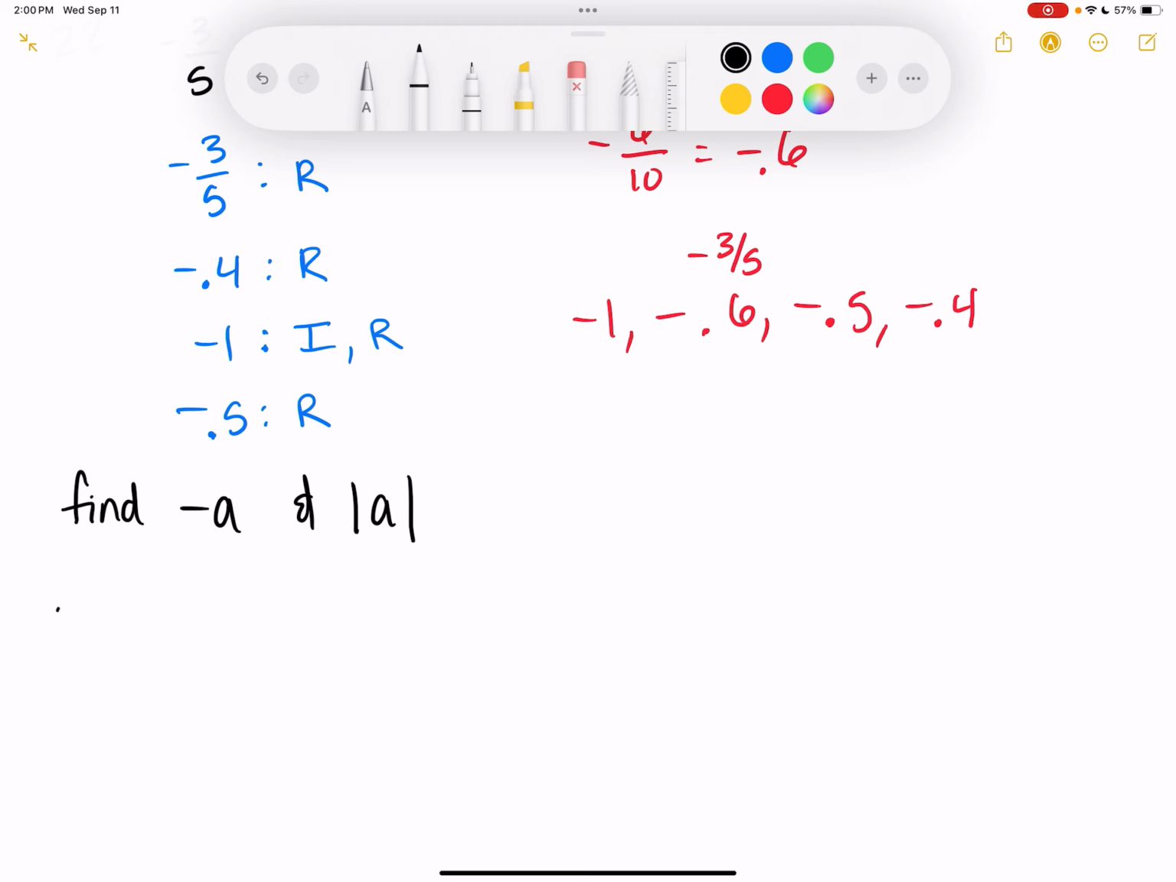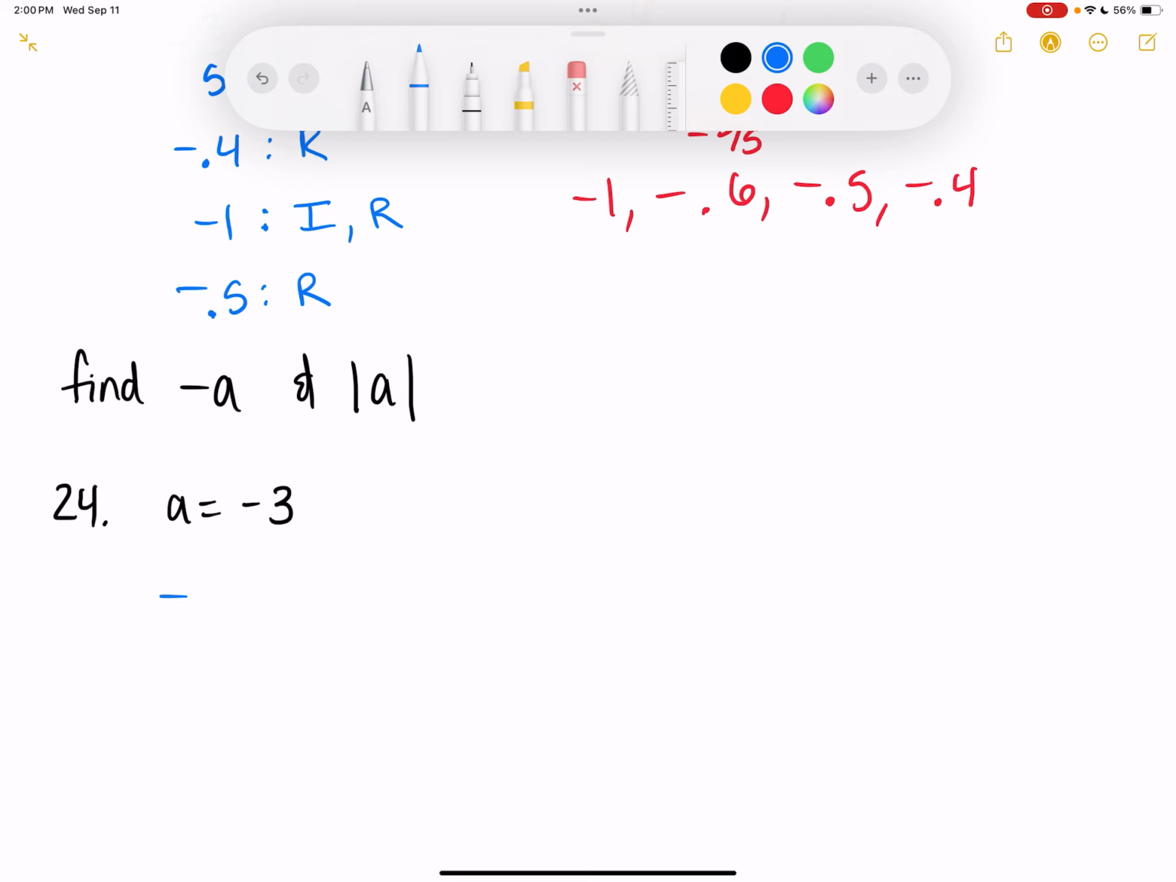So 24, they give us A equals negative 3. What is negative A? Positive 3. Basically, negative A just tells me the opposite of whatever they gave you. What is the absolute value of negative 3? 3. That was the absolute value of A.